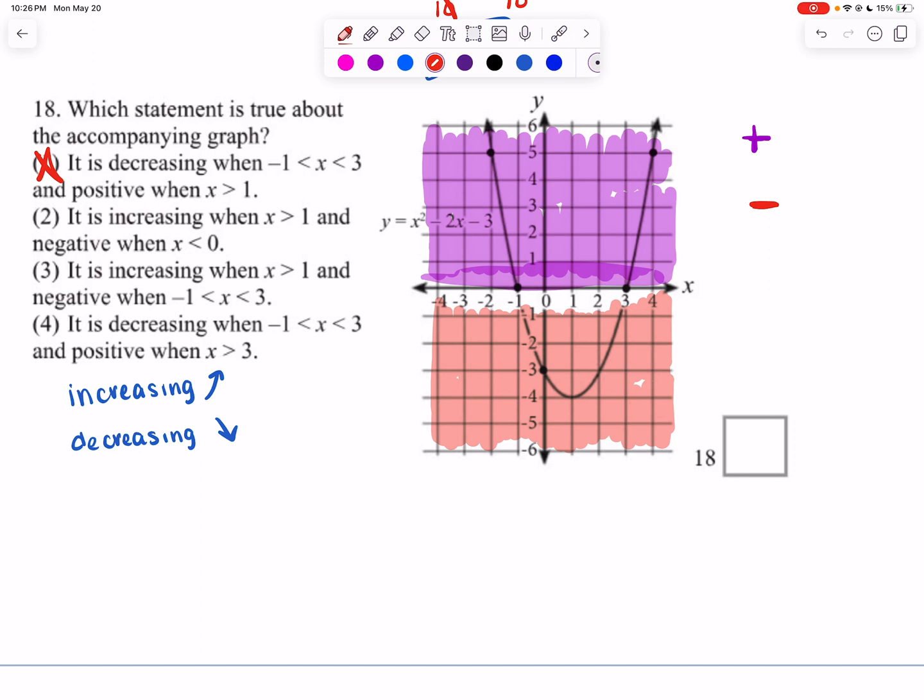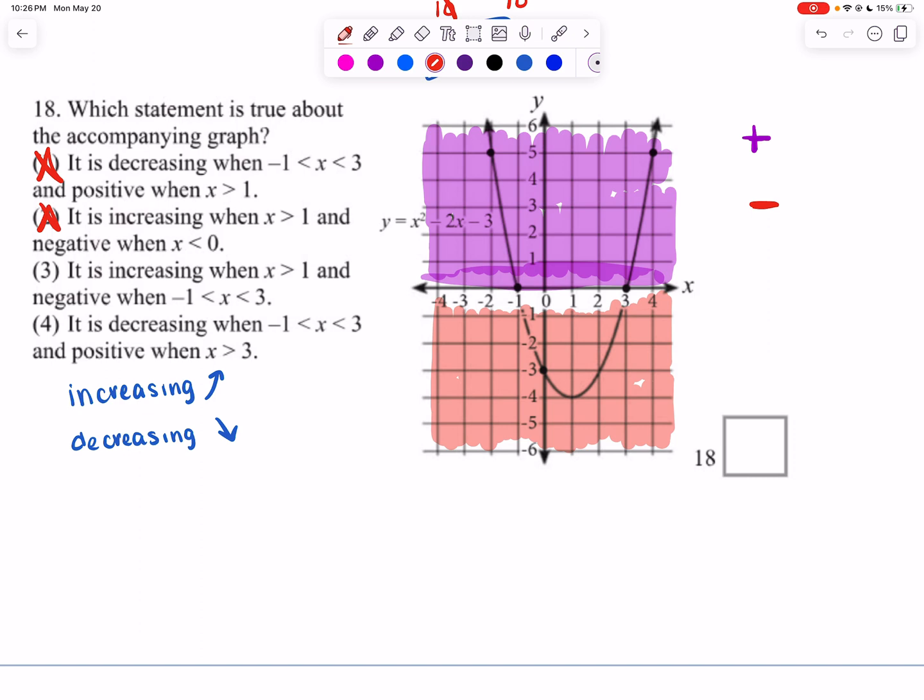Now in choice 2, it says it's increasing when x is greater than 1. So I'm going to put my finger on 1, go down, and that is so true. It's increasing directly to the right. And then it says it's negative when x is less than 0. If I go to the left, that's not true, because it's only negative for this little region right here. It's not negative elsewhere. It actually goes positive to the left of 0 once it hits negative 1. So it can't be choice number 2 either.